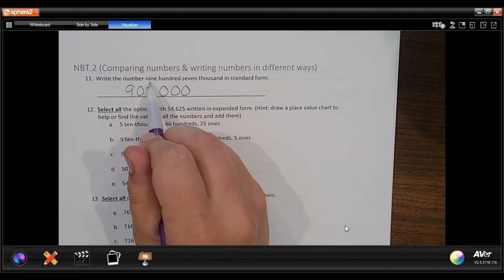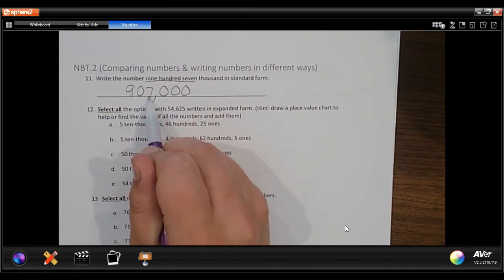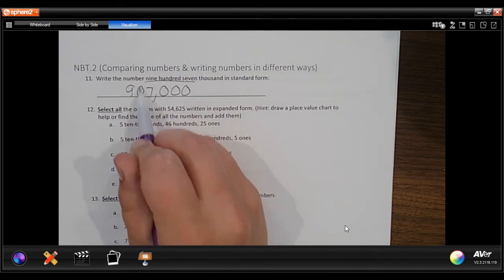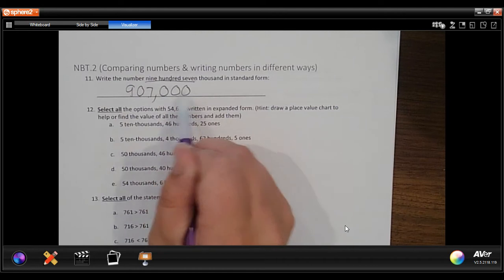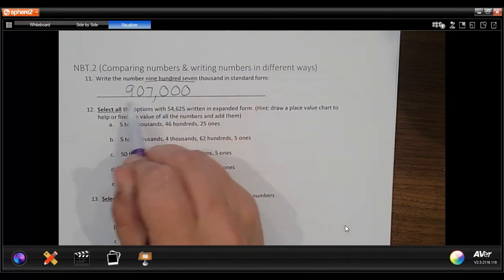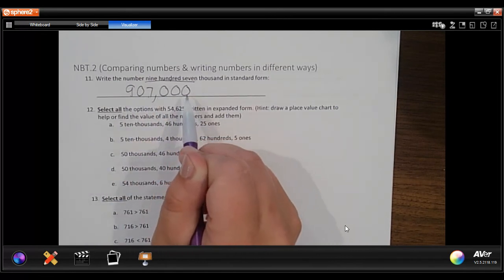So when I look at this, I see 907. So I'm just going to write the number 907 to start with. Since I know that's in the thousands place, I need to add digits for my ones, tens, and hundreds. So this would be 907,000.